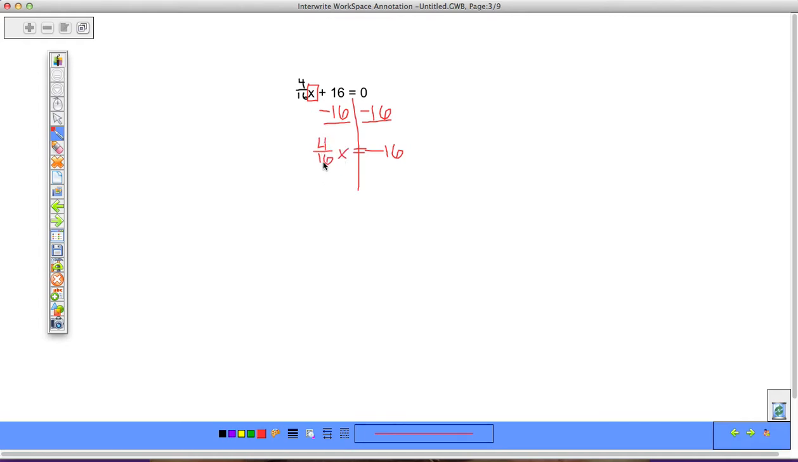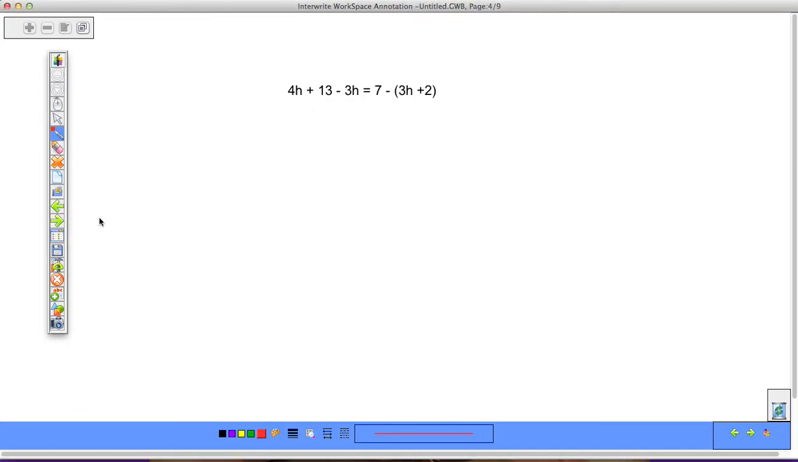Now to get rid of the 4 over 16, I'm going to multiply by the reciprocal. And this cancels on the left, so we're left with x. And on the right, 4 goes into 16 4 times, and negative 4 times 16 is negative 64. We can plug that in to check as well.